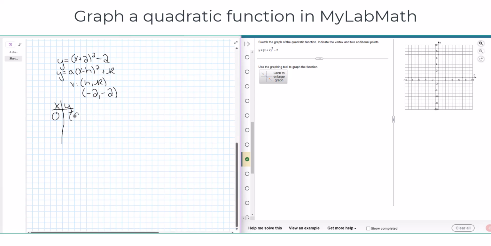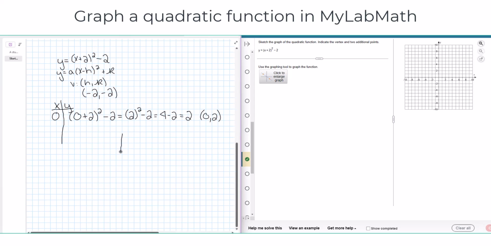Let's put 0 in for X. -2. 0 plus 2 is 2. We have 2 squared minus 2. That gives us 4 minus 2. And 4 minus 2 is 2. All right, well, that's going to fit on our graph. 0, 2. Now we have to find another ordered pair, another point on our graph.